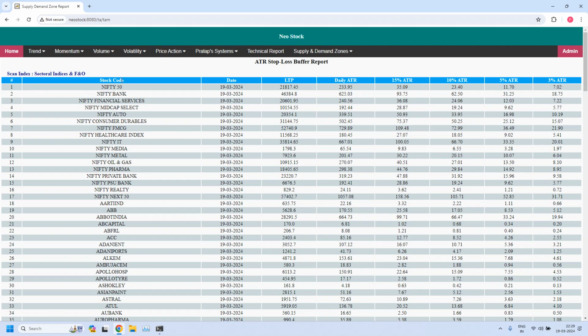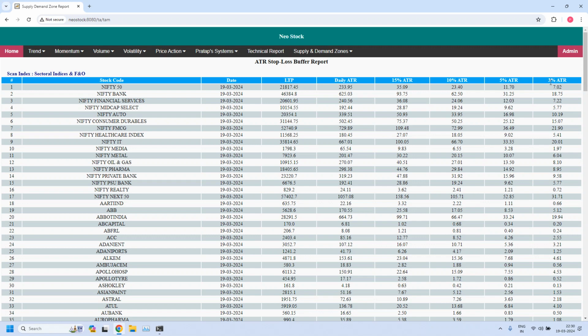So this column indicates the stock code, next the date, and the last traded price, and this is the daily ATR, and our software automatically calculates 15% ATR. You are using this for monthly income trade, and this is 10% ATR you will be using for weekly income trade. This is 5% ATR you will be using for daily income trade. This is 3% ATR you will be using for hourly income trade.